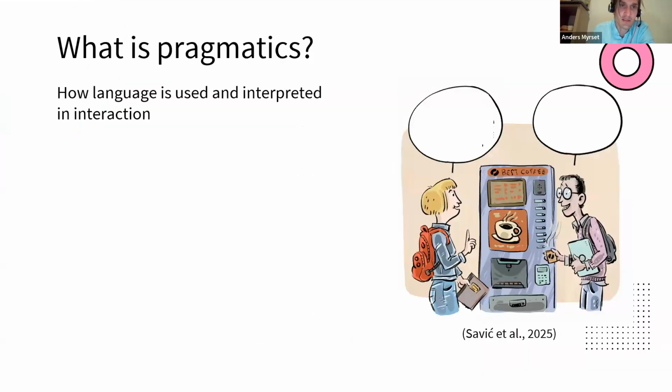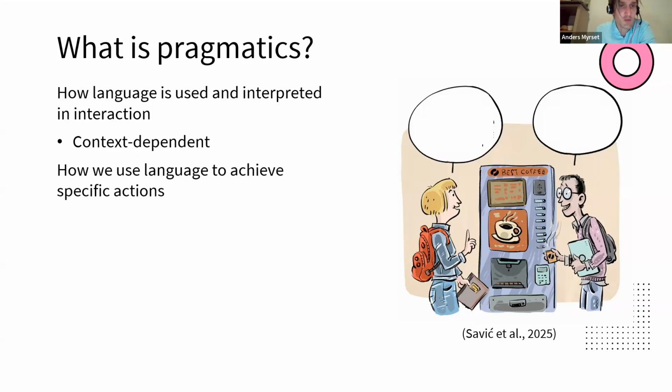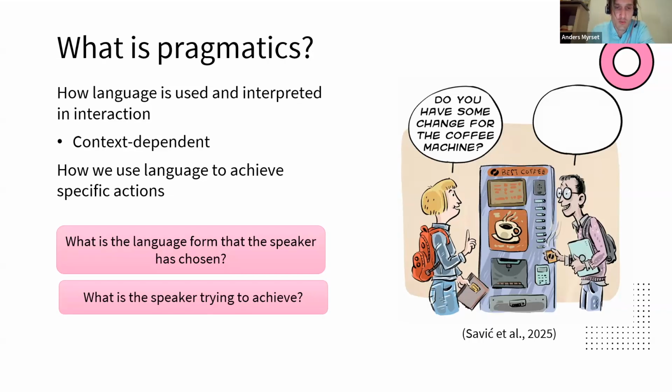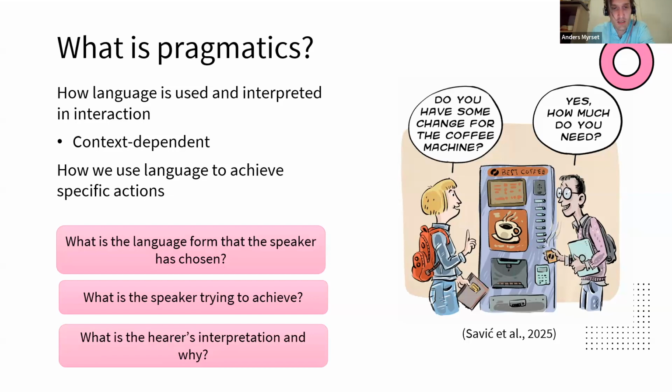Pragmatics has to do with how language is used and interpreted in interaction. That means that it's very context dependent. It's also about how we use language to achieve specific actions. If we take this example of these two characters in the cartoon, we could ask: what is the language form that the speaker has chosen? What is the speaker trying to achieve? And the hearer, how does the hearer interpret this and why?